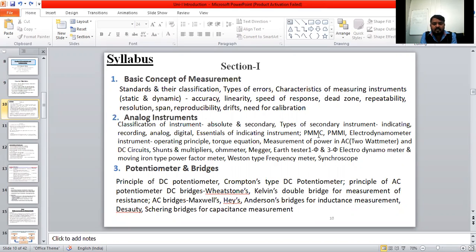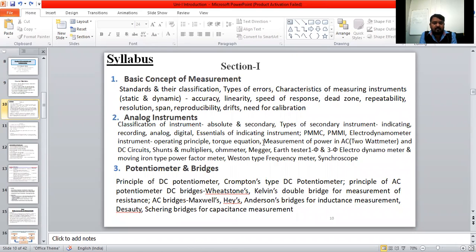For these three instruments, what is the operating principle, how do the operations happen, what is the torque equation, what is the construction, how we are going to measure the power, how we are going to measure the current and voltage, and to increase the range. Suppose I used a PMMI instrument with a 10 ampere current rating, how to extend its range? If I am having a 20 ampere line, then how can I measure it by using a 10 ampere meter? Range extension, we are going to call it. All these things we are going to discuss for these three instruments only.